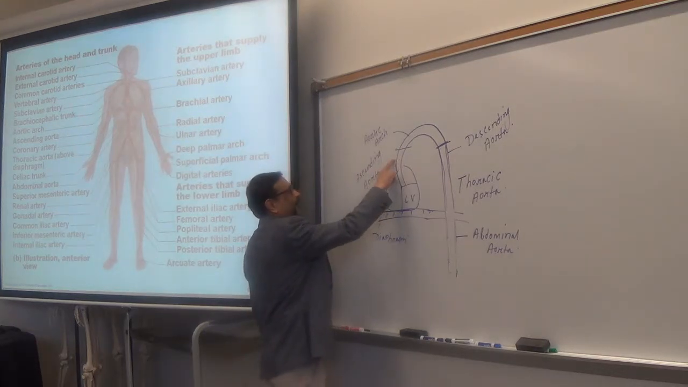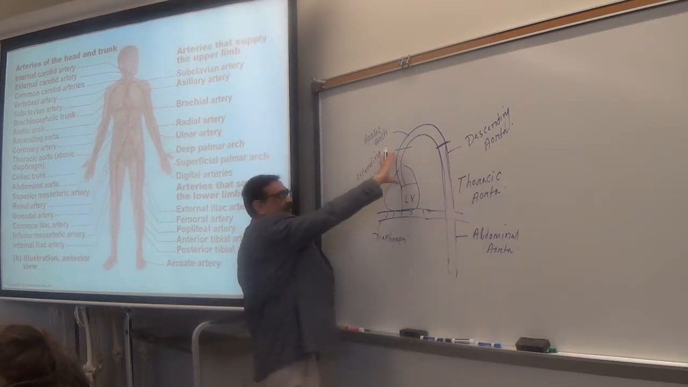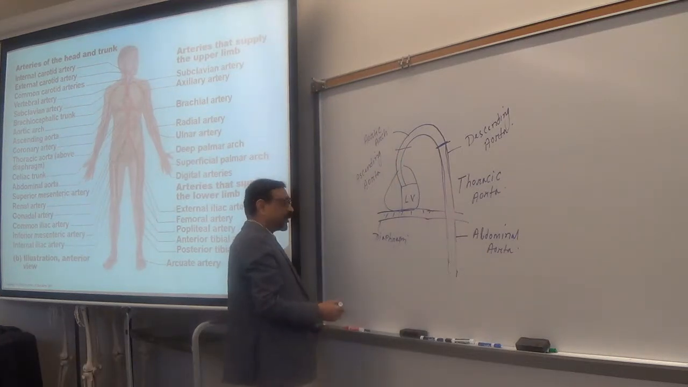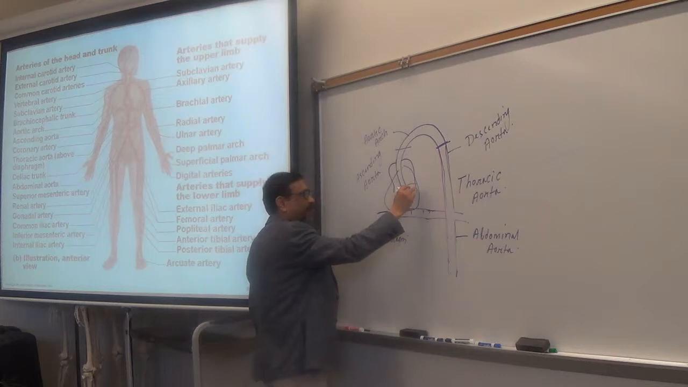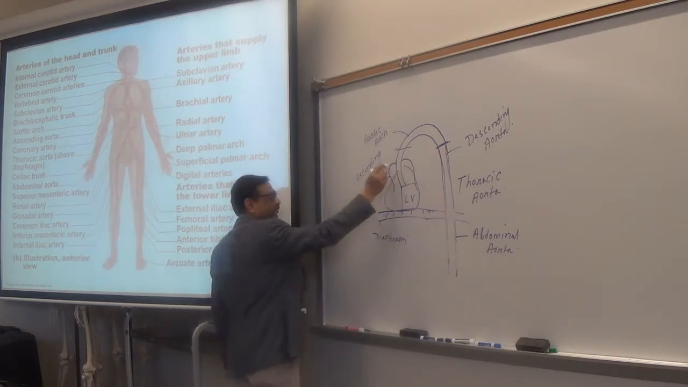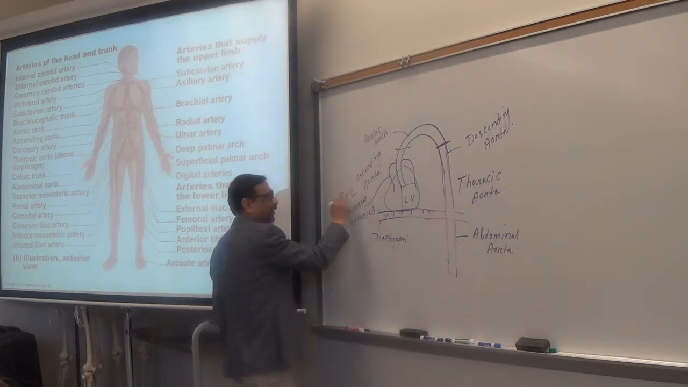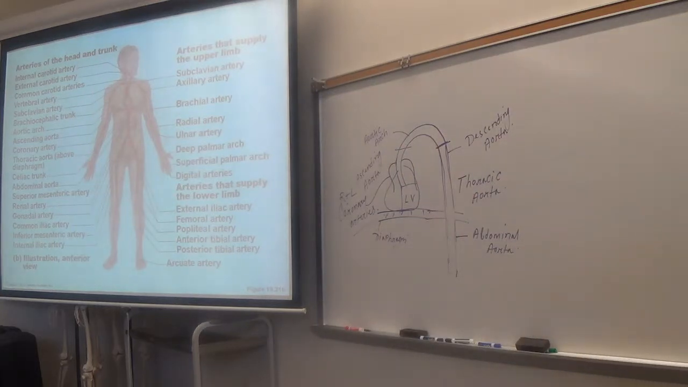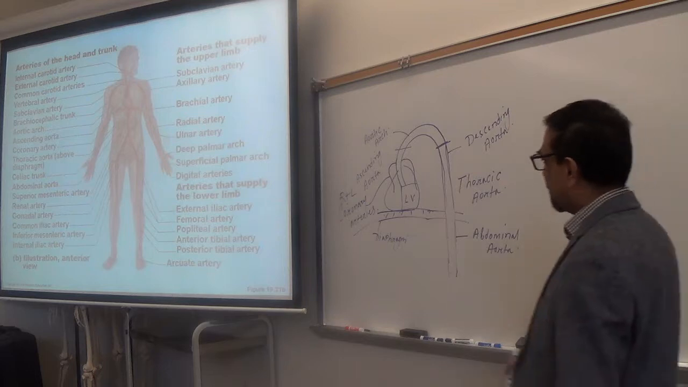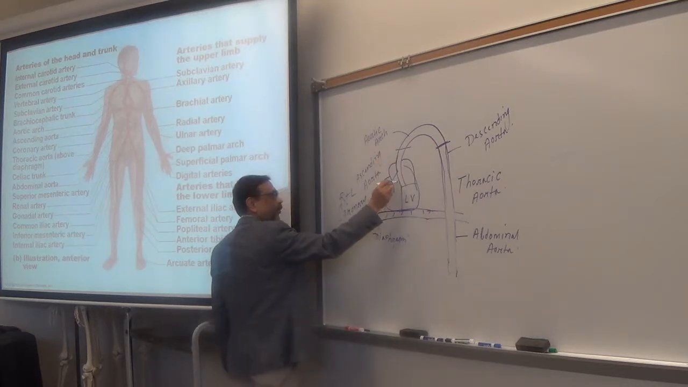Okay, now we'll see the important branches of the aorta. First, let's see the ascending aorta. From the ascending aorta, two very important arteries arise and go to the wall of the heart. Those are called what? Right and left coronary arteries. Have you heard that? Coronary arteries, right and left, in the wall of the heart, to supply blood to the heart. Heart needs blood. So, very important. Coronary arteries, right and left, arise from the ascending aorta and go to the wall of the heart.